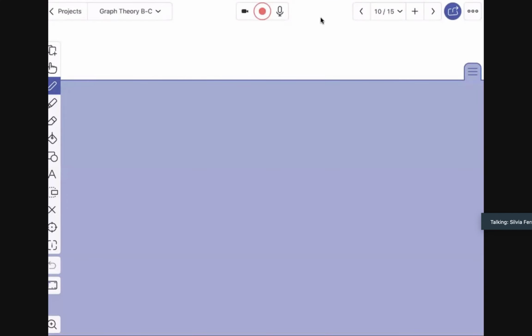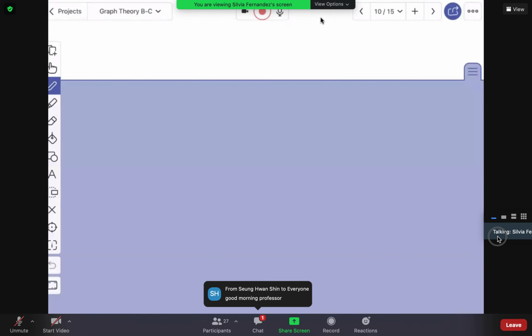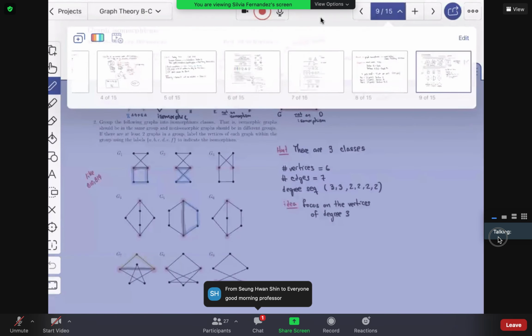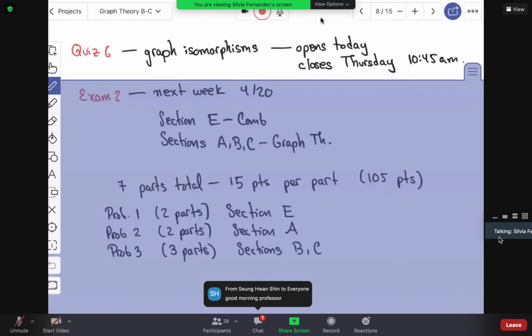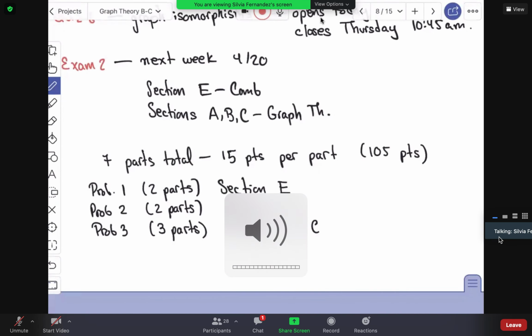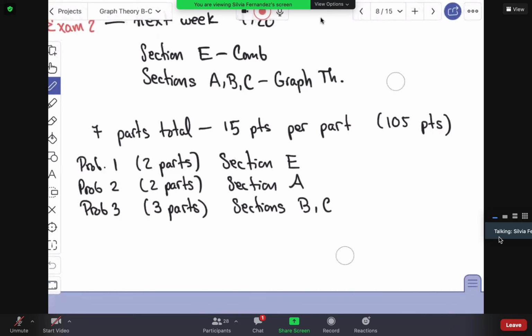So last time I told you we have three parts. So for exam 2, we have it on Tuesday. We have 7 parts. There's overall 5 extra credit points, not necessarily assigned to any particular program. It's just a sum of 105 rather than 100 points.